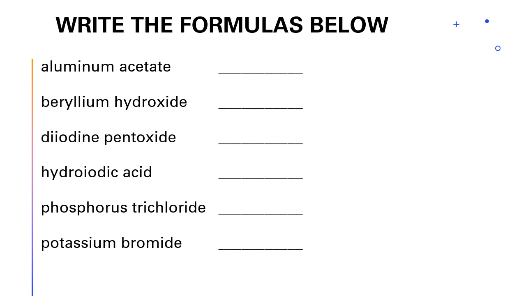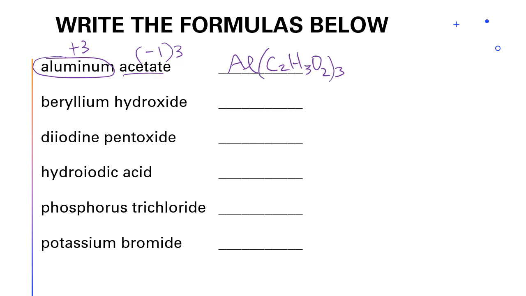I've got aluminum acetate. Aluminum is not ammonium, it's the element aluminum, that's Al, with a charge of +3. Acetate is the polyatomic ion C2H3O2, with a charge of -1. I will need 3 acetates to balance out the charge from the aluminum, but we can't just write a 3 because then there's 23 oxygens, so instead we'll write C2H3O2 in parentheses and then a 3.